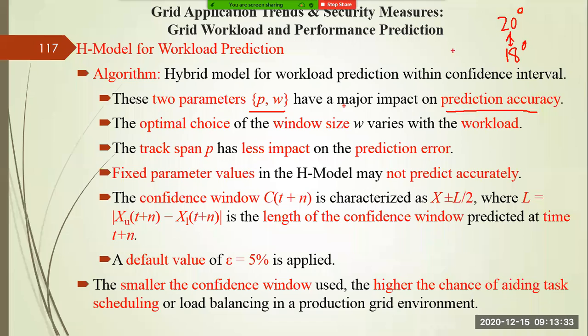And if you choose an optimal value of the window size, okay, then definitely your prediction will be better. If you choose a particular value with respect to the workload, then definitely you can say that with this optimal window size, you are doing better prediction. Okay, so this trace span P has less impact on the prediction error. Sometimes if the P value is very huge, then the prediction error is low. If the trace span P value is smaller, then the prediction error is more. But more or less, it has less impact.